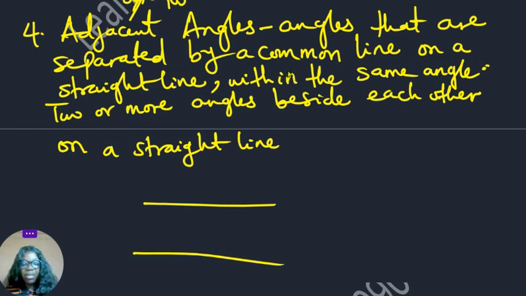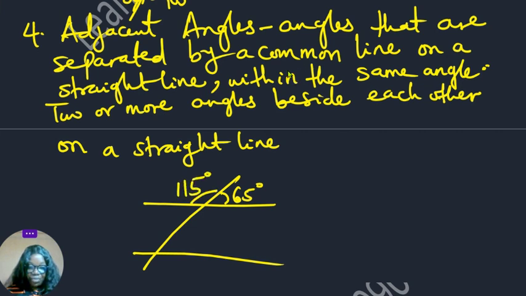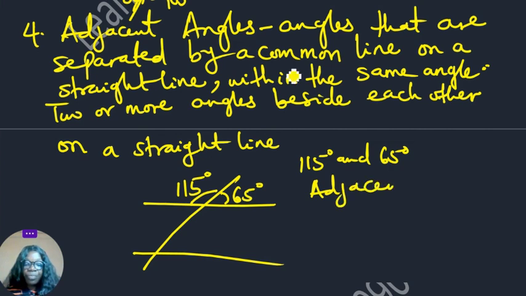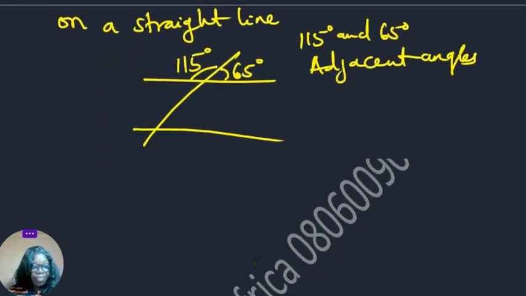So we still have parallel lines, and you have the transversal. So you have 65 degrees here, and on the other side here you have 115 degrees. Now 115 degrees and 65 degrees are called adjacent angles. They are angles that are adjacent to each other.